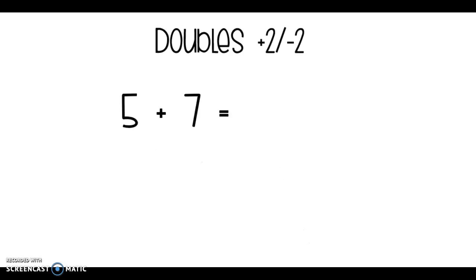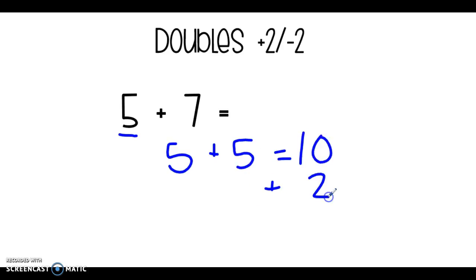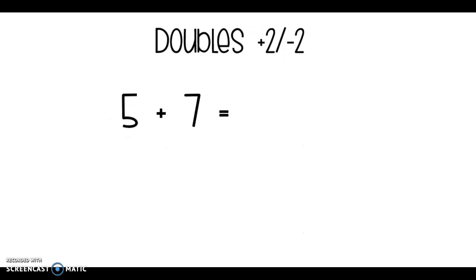The same strategy can be done with doubles plus 2 or doubles minus 2. In this situation, the digits need to be two spaces away from each other, just like 5 and 7 in the equation on the screen. Just like last time, I usually start with the smaller. I know that 5 plus 5 equals 10. 7 is 2 more than 5, so I can just add 2 more on, and 10 and 2 more gives me 12.